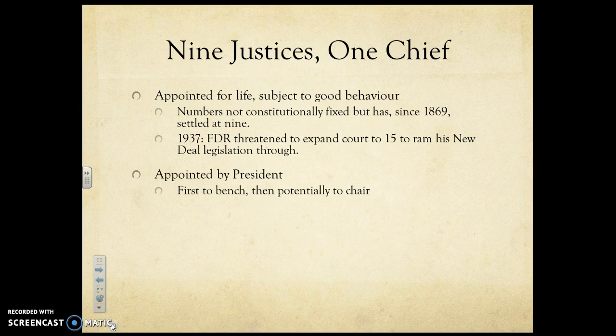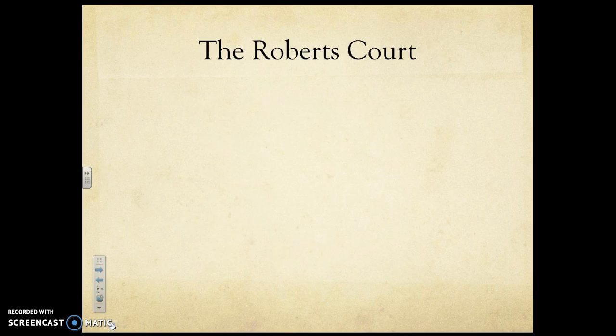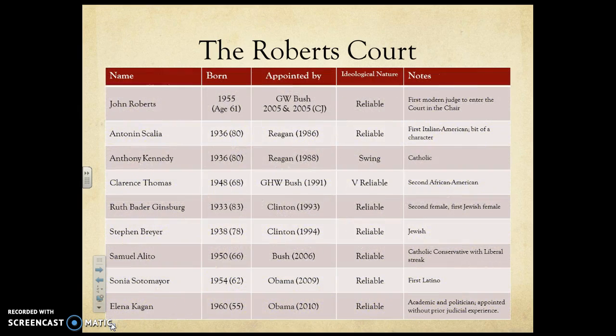They're appointed by the president, first to the bench as an associate justice, and then potentially to the chair. So you've got 8 associates and 1 chair. They're approved by the Senate. That's a simple majority. It goes to the committee first and then to the whole chamber. And the rules were changed a couple of years ago to eliminate the filibuster, so hooray for democracy. The Roberts Court. How do we get to the Roberts Court?